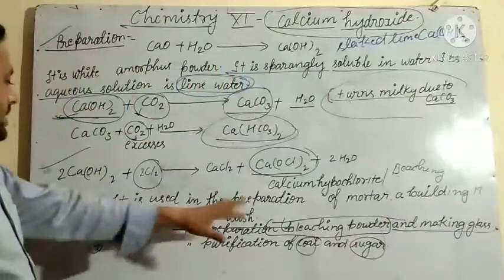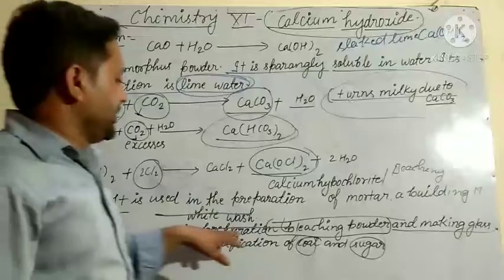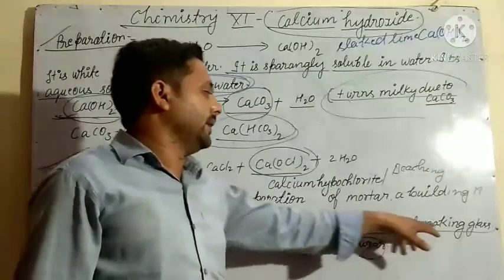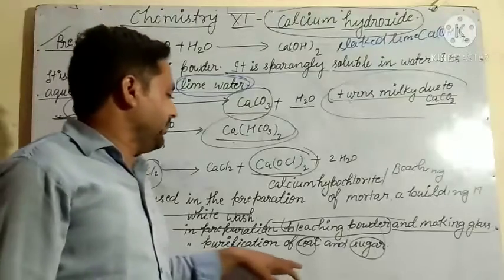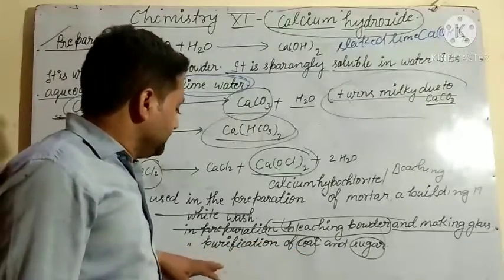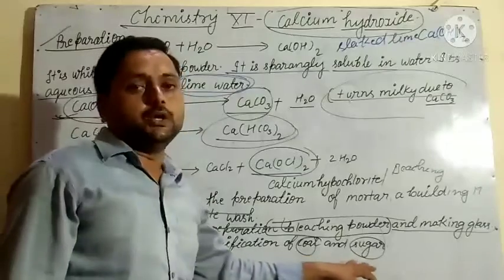Second, it is used as whitewash. Next, in the preparation of bleaching powder and making glass. And last, for the purification of coal and sugar.